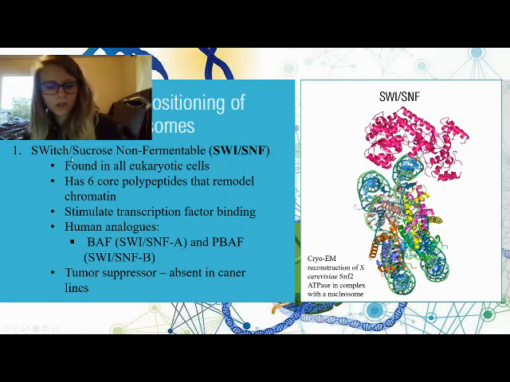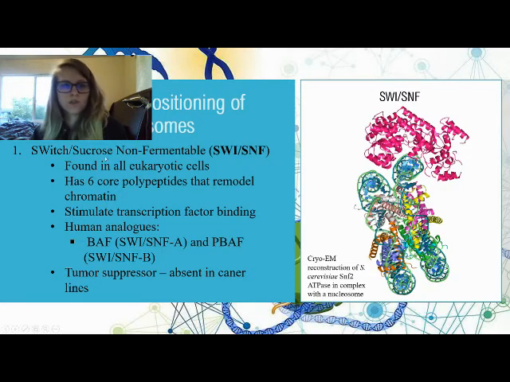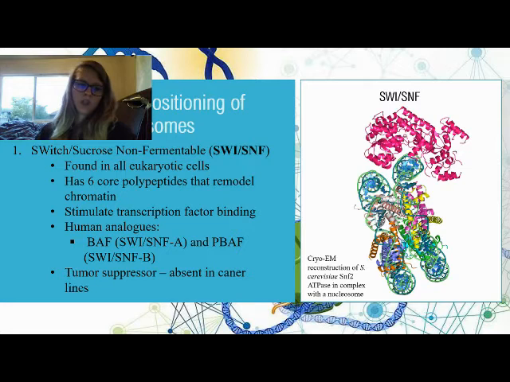So the first enzyme for activation of transcription is SWI/SNF, the switch sucrose non-fermentable enzyme found in all eukaryotes. It has 6 core polypeptides that remodel chromatin. It stimulates transcription factor binding, and I've listed the human analogs of BAF and PBAF. And SWI/SNF is actually known as a tumor suppressor. They've noticed that it's actually absent in lines of cancer. On the right-hand side, I have a 3D representation of SWI/SNF.